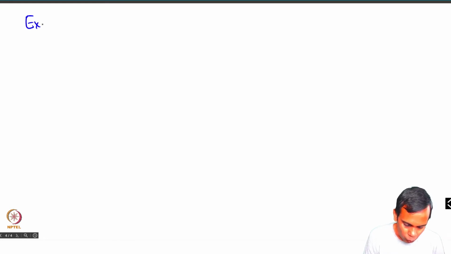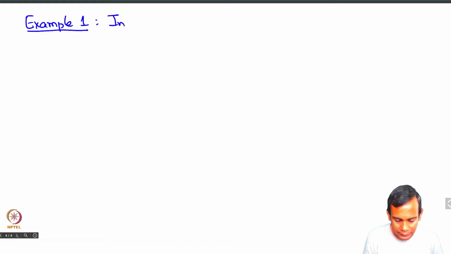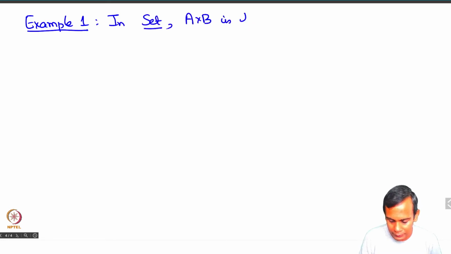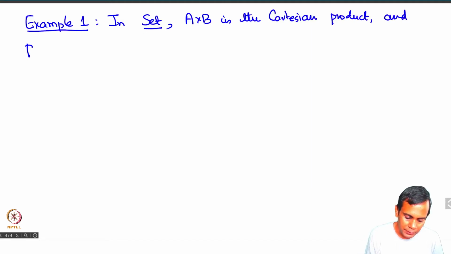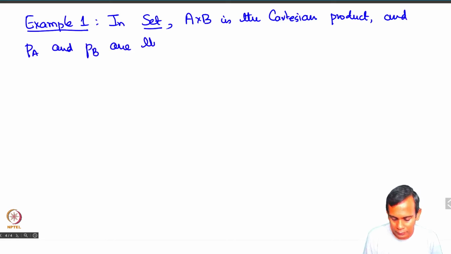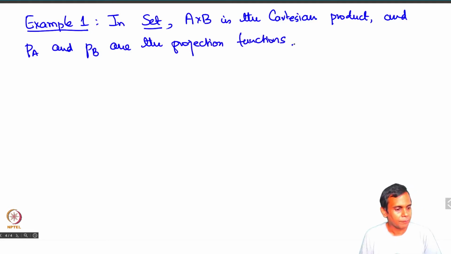So example 1, maybe the motivating example, is that in the category Set of all sets, A cross B is the Cartesian product of two sets, and PA and PB are the projection functions.